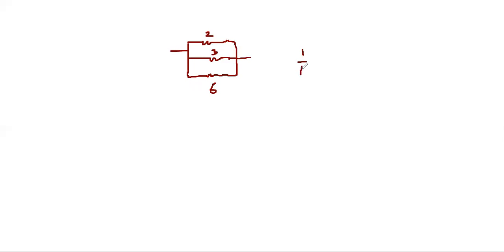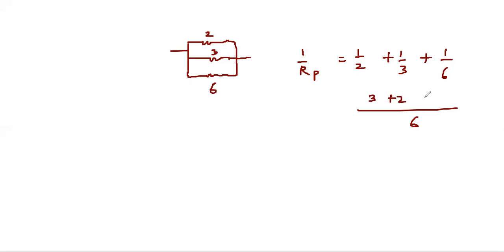So 1 upon Rp will be 1 upon 2 plus 1 upon 3 plus 1 upon 6. So LCM will be 6. So this will be 3, this is 2, and this is 1. So 6 by 6, which is 1. So Rp will be 1 ohm. So we have got the answer. Now let's go to next question.